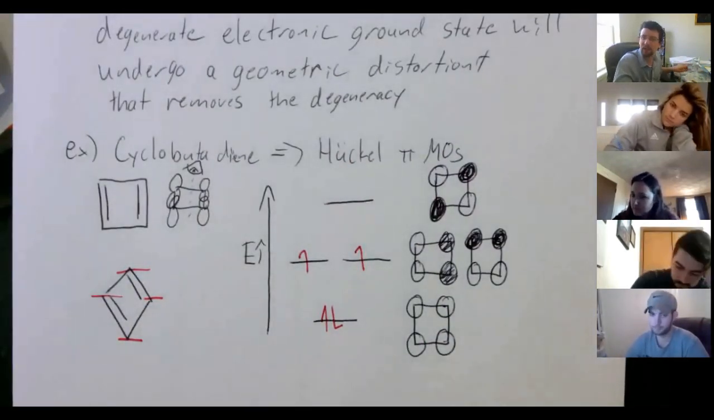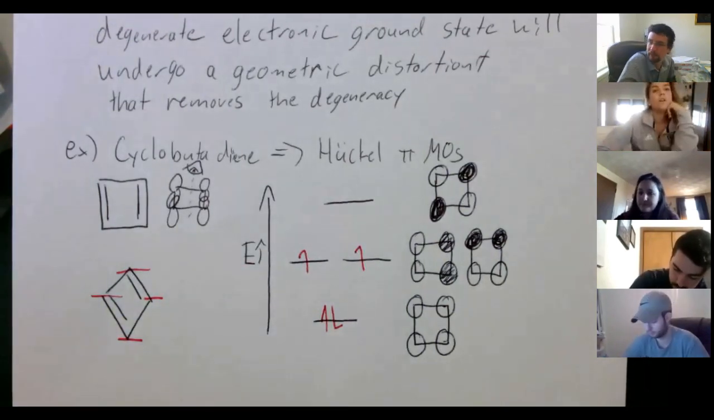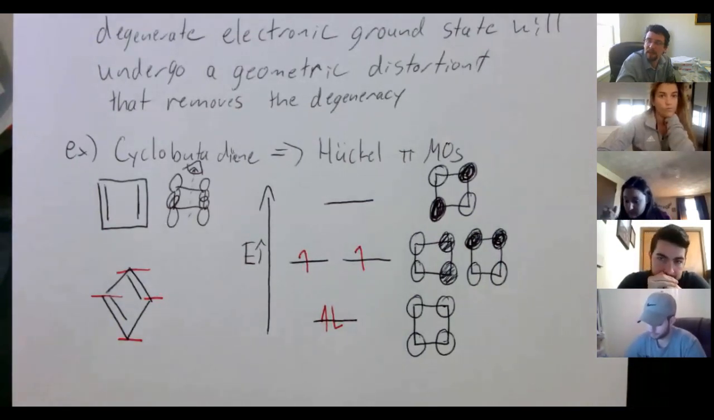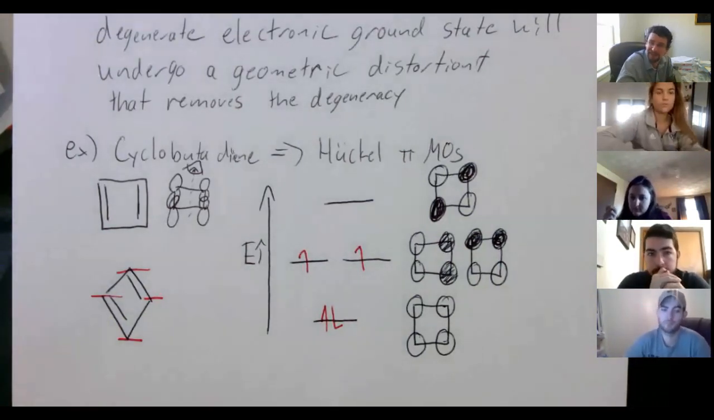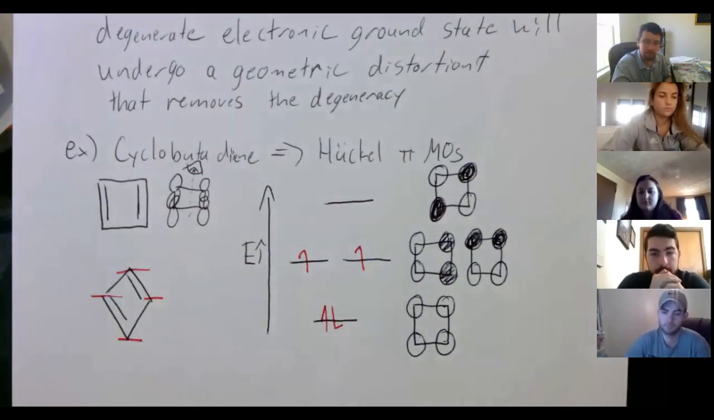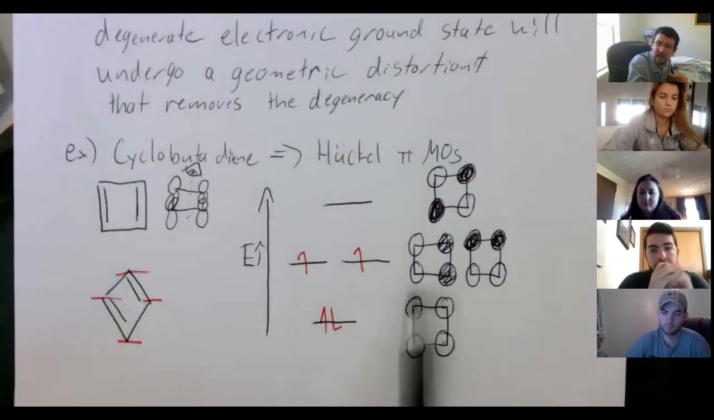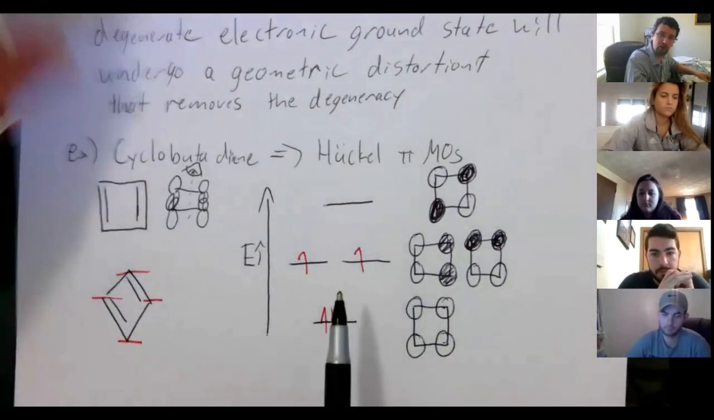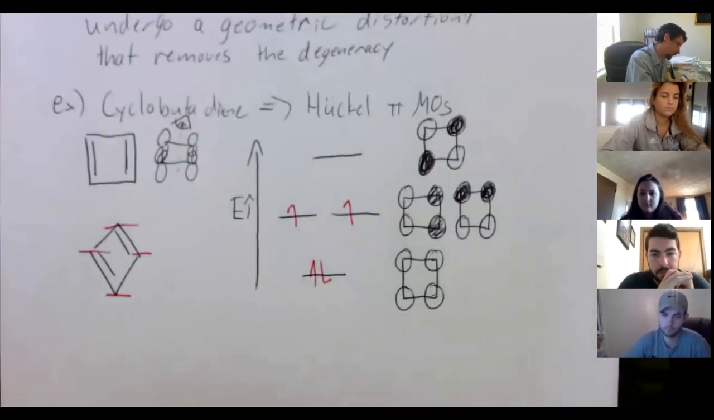This is a diradical system. Is this stable? No. That's why, I mean, you can go and find types of cyclobutadiene out there, but generally it's difficult to find and difficult to make. So what's going to happen here? This is going to undergo a Jahn-Teller distortion.